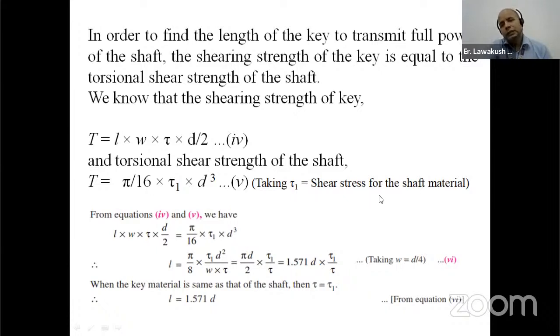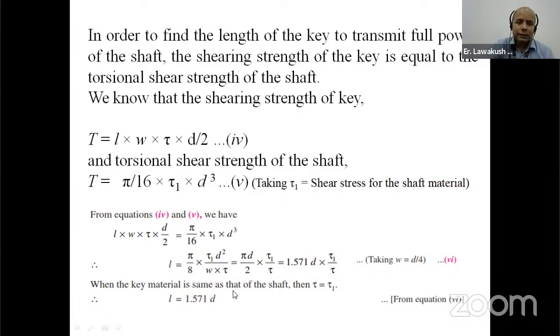Taking tau 1 as the shearing stress for the shaft material, now from equation number 4 and 5, we will equate equation number 4 and 5. Then we will get l into w into tau into d by 2 equal to pi by 16 into tau 1 into d cube. Now we will simplify it, and we put in some values, and finally after simplification we will get l equal to 1.571 d into tau 1 by tau.